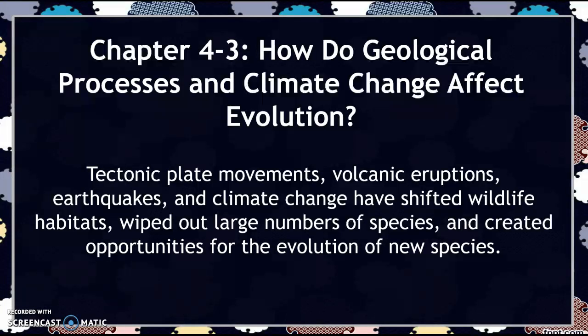So 4.3's main question it's asking is, how do geological processes and climate change affect evolution? So the main idea here is that tectonic plate movements, volcanic eruptions, earthquakes, and climate change have shifted wildlife habitats, wiped out large numbers of species, and created opportunities for the evolution of new species.